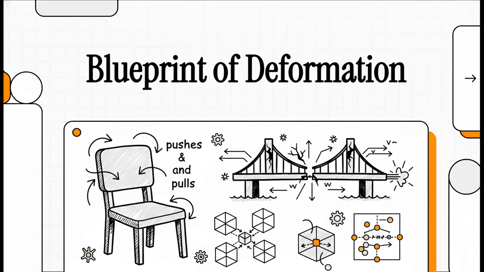All right, let's jump right in. Inside every single object around you, yeah, the chair you're on, the phone in your hand, the building you're in, there's this incredible invisible world. It's a complex dance of pushes and pulls happening constantly. Today, we're going to decode the blueprint of these forces. We're going to understand how things bend, how they deform, and ultimately, how they break.